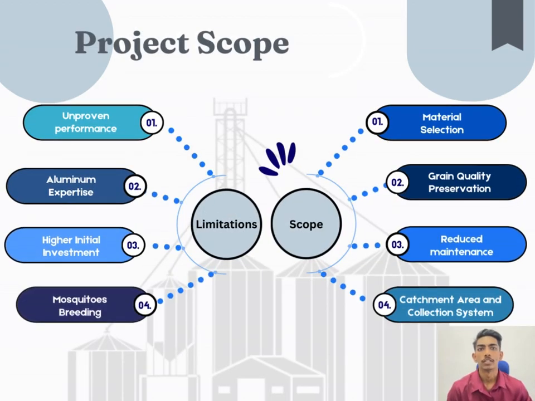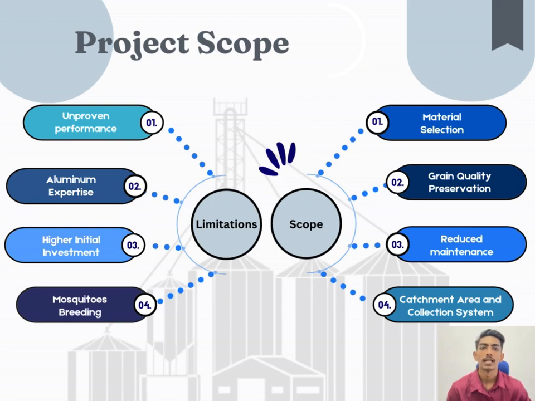Now, project scope. Project scopes are areas we should be focusing on that contribute to our objective, which is creating a more eco-friendly, sustainable, grain quality preserving, long-term cost-saving rainwater harvester grain silo. First scope will be material selection. Material selection is critical because it directly affects the silo's longevity, upkeep needs, affordability, and environmental sustainability. Selecting the proper material, like in this case aluminium, maximizes overall effectiveness, ensures long-term performance, efficient operation, and little environmental impact.